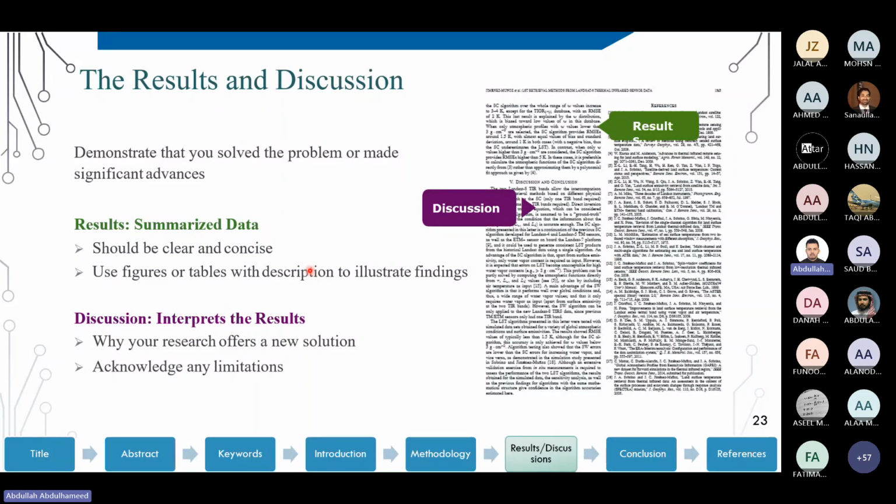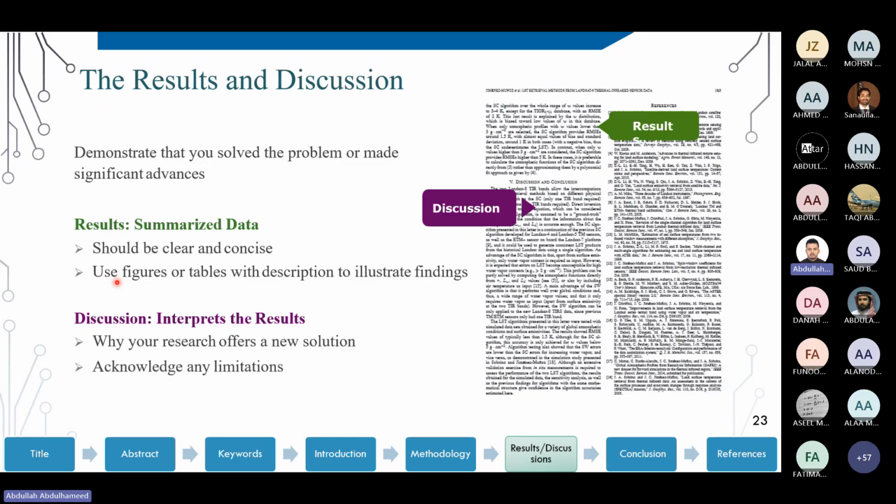Just to give you a quick comparison between the results and discussion. Results usually, as I mentioned in the previous slide, is just summarized data. You have a lot of data, now you summarize this data. You summarize in the form of a table, in the form of a curve or graph. Should be clear and concise. So I will mention in the following slide, inshallah, about the tables and figures, how we should create them.